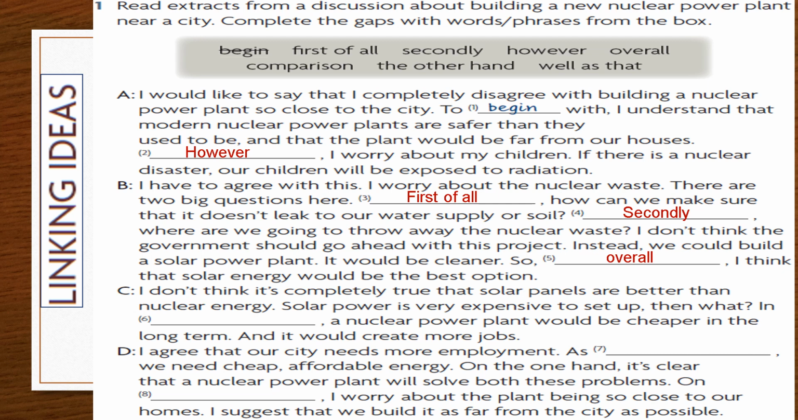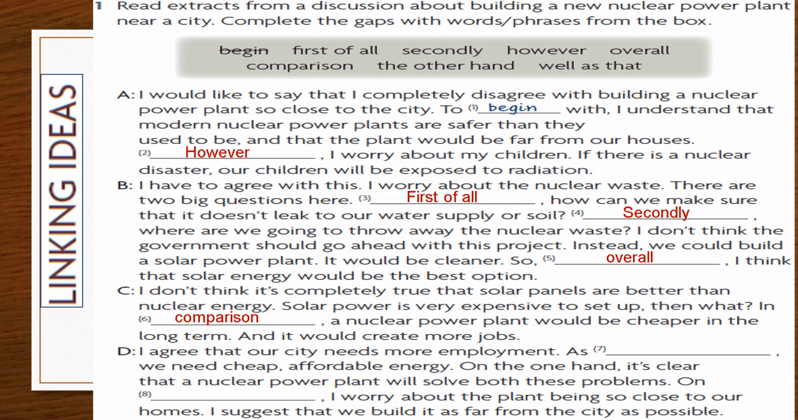C. I don't think it's completely true that solar panels are better than nuclear energy. So he's comparing solar panels and nuclear energy. Solar power is very expensive to set up, and then he's saying a nuclear power plant would be cheaper. So in comparison, a nuclear power plant would be cheaper in the long term and it would create more jobs.